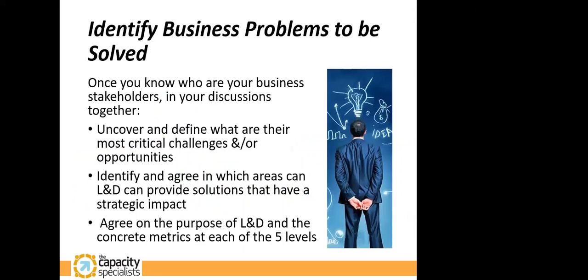Identify the business problems, uncover and define their most critical challenges, and identify and agree what areas L&D, learning and development, can provide solutions. Is it going to be coaching? Mentoring? Training? Self-study? What is it that L&D can help with? Then agree on the purpose of the learning and development programs and the concrete metrics at each of the 5 levels. What is a metric? It is the measurement. How do you know whether they have achieved this competency or not?